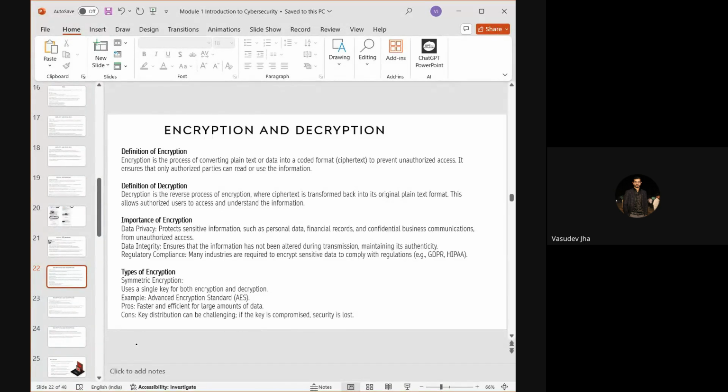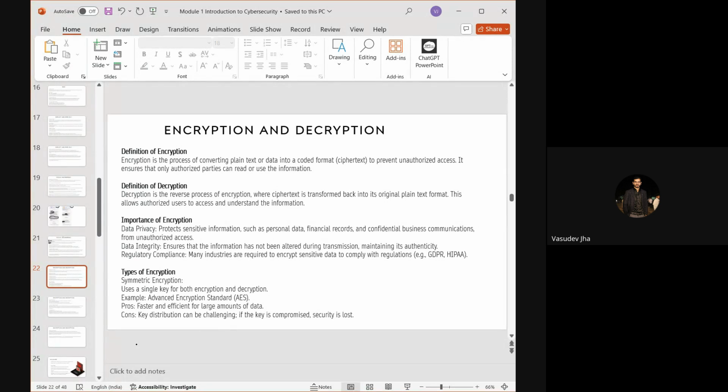Encryption simply means the process of converting the simple text into ciphertext. Now, whenever we have data, look, your name is data. Suppose, for example, we have the name Rohan. Rohan is data.